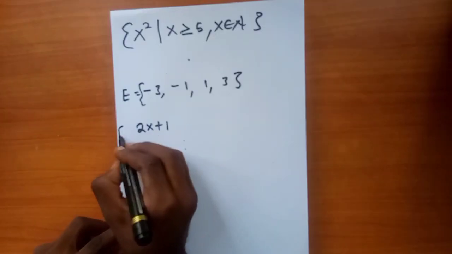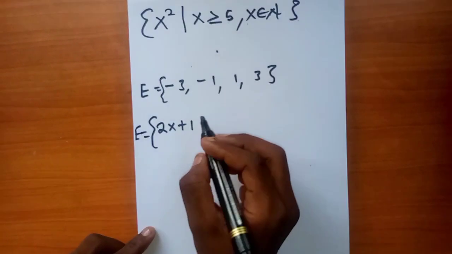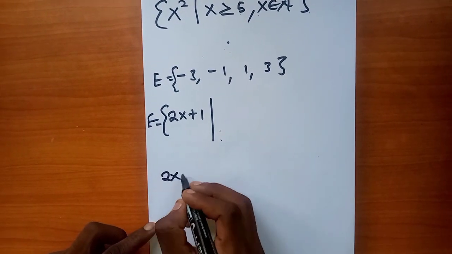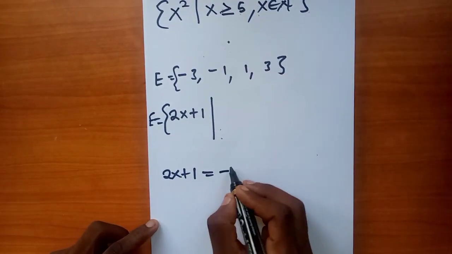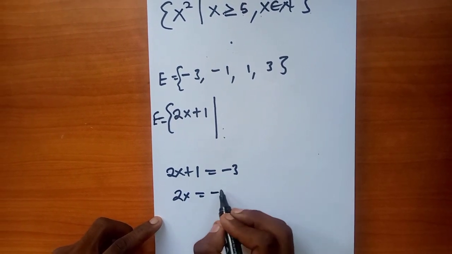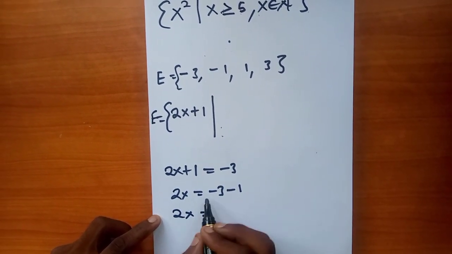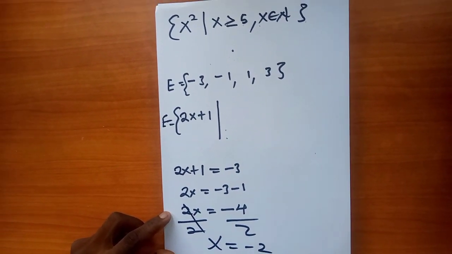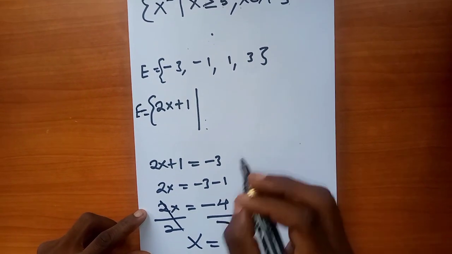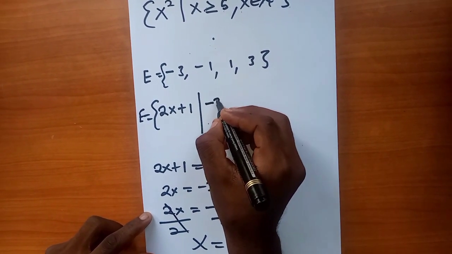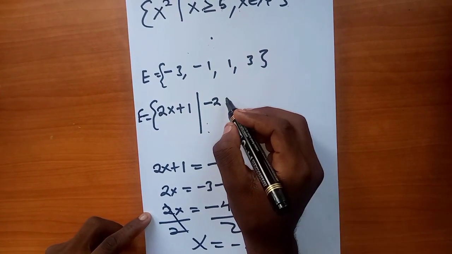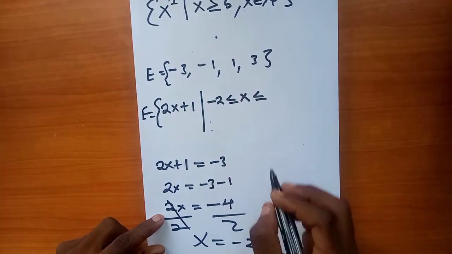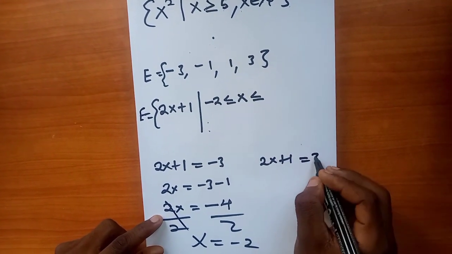So in short, E is going to be 2x plus 1 such that... now you're looking for the limit. So you equate 2x plus 1 to the first element, which is -3. Then you solve. 2x is simply going to be equal to -3 minus 1, so 2x is equal to -4, over 2 over 2. What do you get? x should be equal to -2. So x equals -2 as your first element. So you put -2, which should be less than or equal to x. Then this should also be less than or equal to. Then you equate 2x plus 1 to 3. So what do you get?